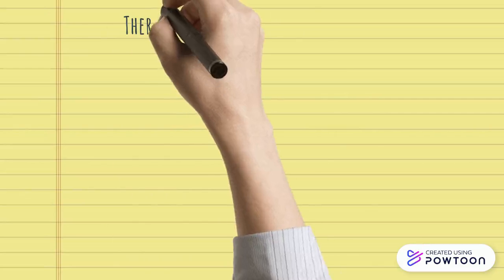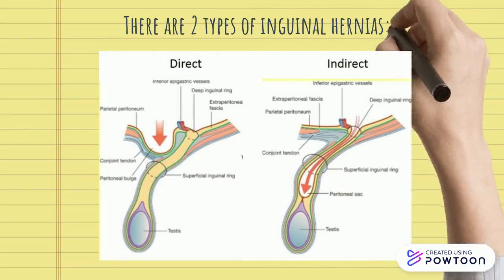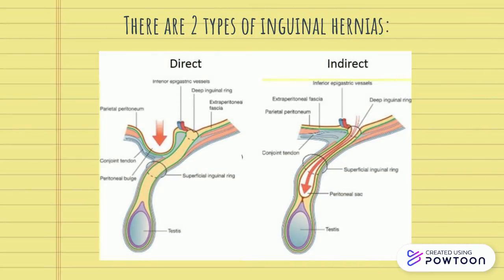There are two types of inguinal hernias. Direct inguinal hernias are most often caused by a weakness in the muscles of the abdominal wall that develops over time. Indirect inguinal hernias are caused by a birth defect in the abdominal wall that is congenital.